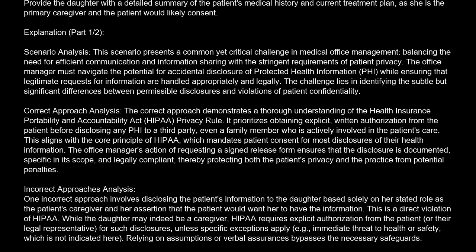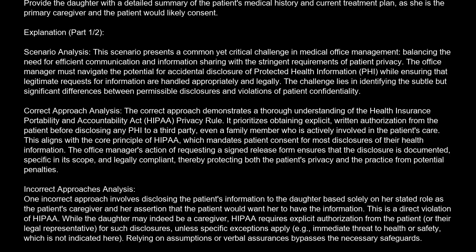This is a direct violation of HIPAA. While the daughter may indeed be a caregiver, HIPAA requires explicit authorization from the patient or their legal representative for such disclosures, unless specific exceptions apply, e.g., immediate threat to health or safety, which is not indicated here. Relying on assumptions or verbal assurances bypasses the necessary safeguards.